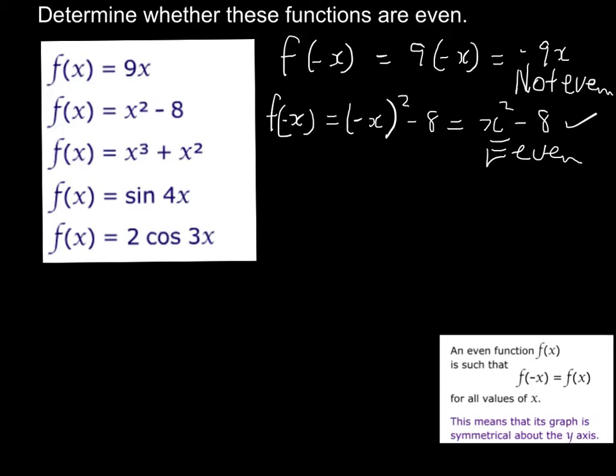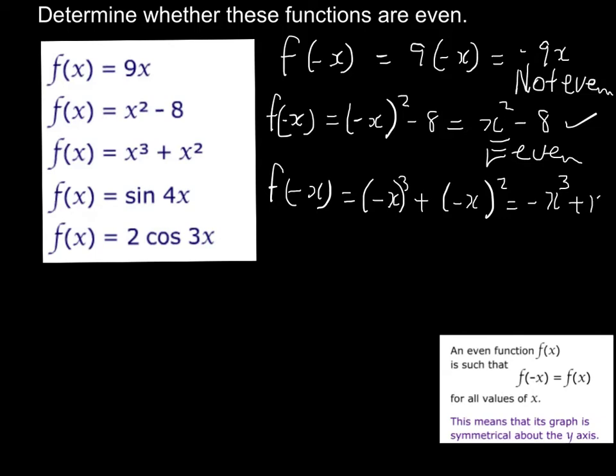We have f of x equals x cubed plus x squared. So we input f of minus x, and then we have minus x cubed plus minus x all squared. What we get here is minus x cubed when we cube minus x, and then we get plus x squared. So looking at the original function, it's not the same, so it's not even.